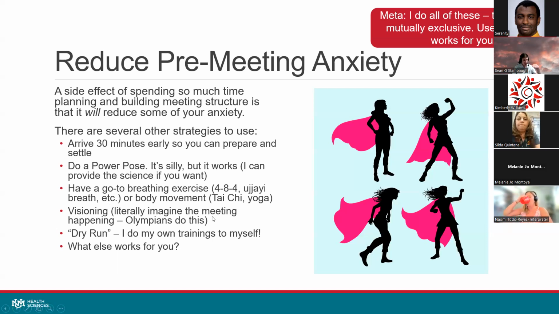Visioning, literally fantasizing and visioning your way through your training. This is something that Olympic athletes do all the time, especially folks like ski jumpers or other athletes doing these really complicated spins and tricks. They'll visualize it before they do it. And a dry run, this came up already. A dress rehearsal, a dry run, practice in front of the mirror, practice with friends, family members. And there are lots of other things that work.